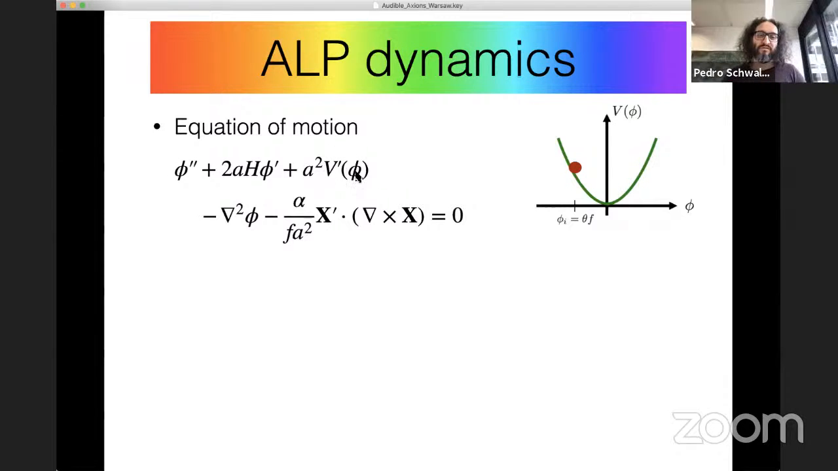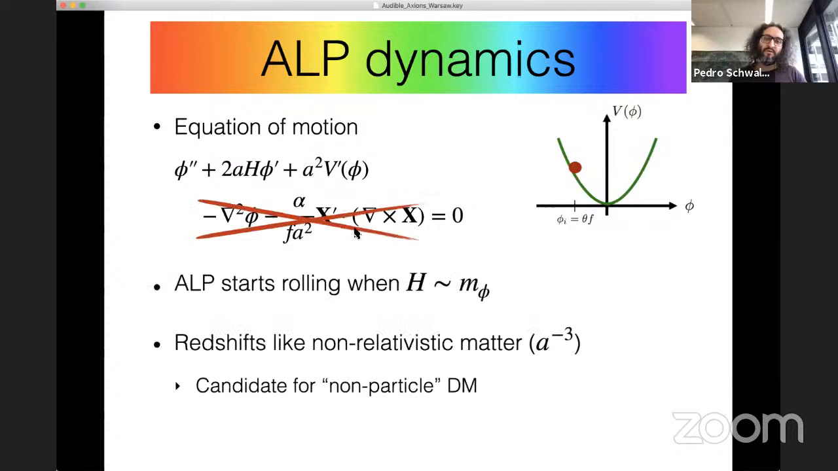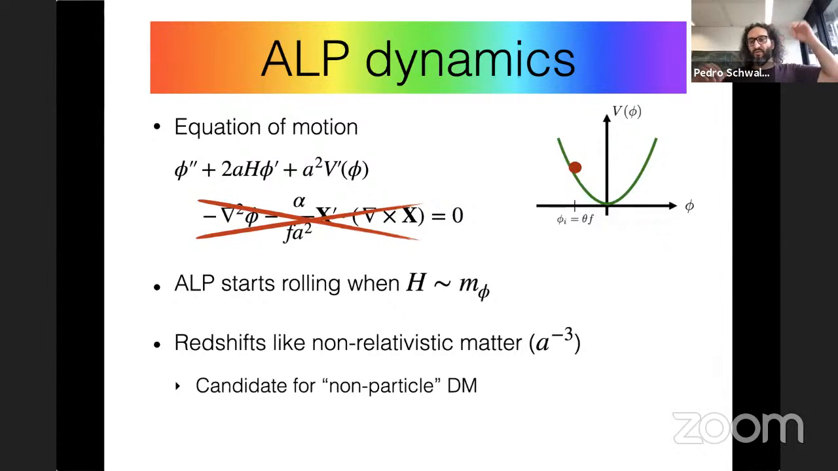You have the derivative of the potential, which is effectively the mass term. And there are two other terms, which for the moment I want to ignore. So in the absence of additional contributions to the equations of motion, what effectively happens is that the ALP will start rolling at the time when its mass is equal to the Hubble rate, because then the friction is small enough so that the field can actually move and get a reasonable velocity.